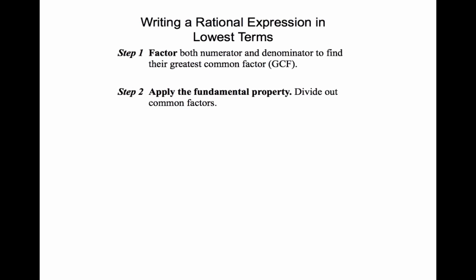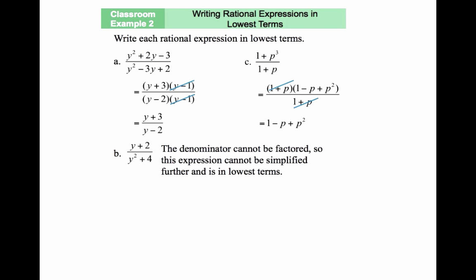So step number 1 is to factor both the numerator and the denominator to find the greatest common factor. Step number 2, apply the fundamental property. Divide out common factors. Let's take a look at some examples. We want to write each rational expression in lowest terms.